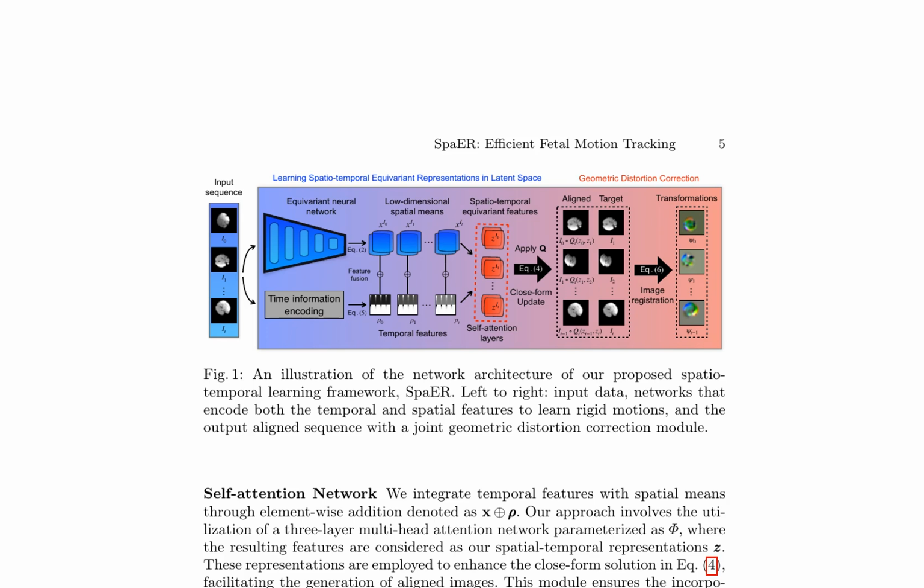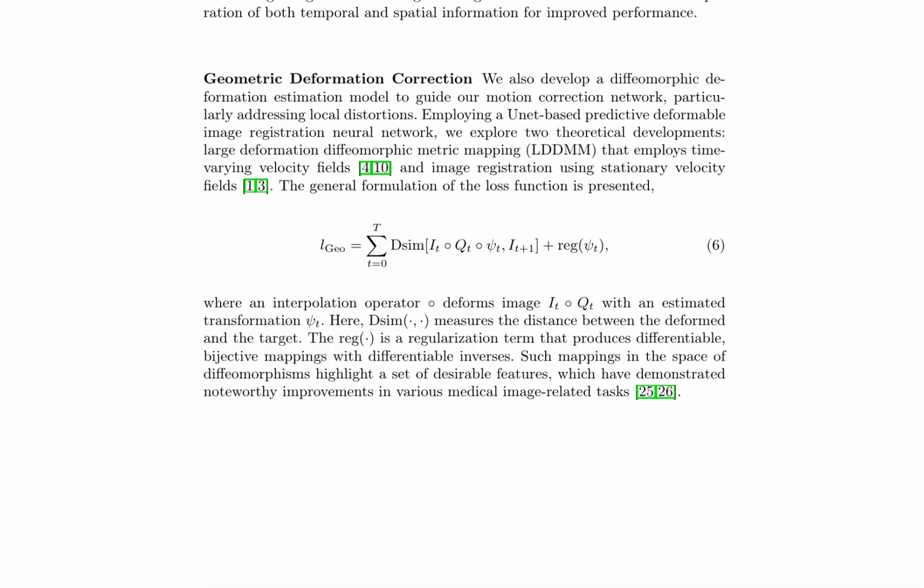The SpaER framework efficiently tracks fetal motion by learning spatio-temporal equivariant representations. It integrates temporal features with spatial means through self-attention, enhancing the closed-form solution for image alignment. The geometric deformation correction module addresses local distortions using a diffeomorphic deformation estimation model. The total loss for network training combines both losses with a weighting factor for balancing contributions.